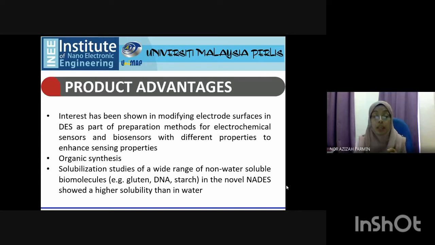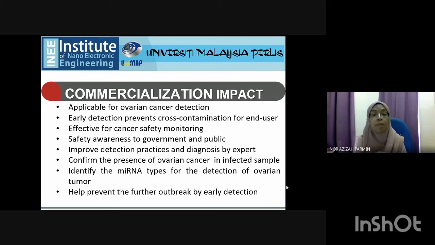The commercialization impact is applicable for ovarian cancer early detection. Because it is biocompatible, it is effective for cancer safety monitoring, and for safety awareness to government and also the public. We want to improve the detection practice from my previous study by substituting APTES with the DES, and also to help identify the microRNA type for the detection of ovarian cancer. We also want to prevent further outbreak by early detection.